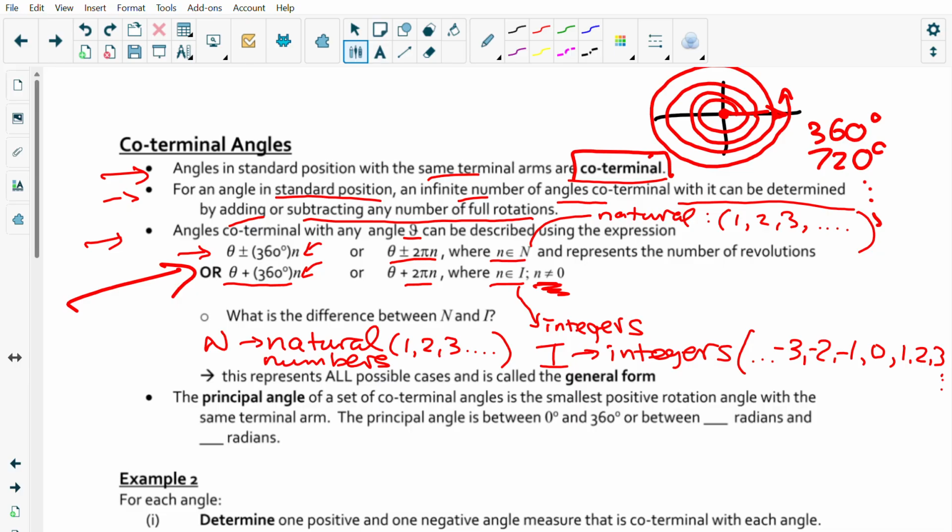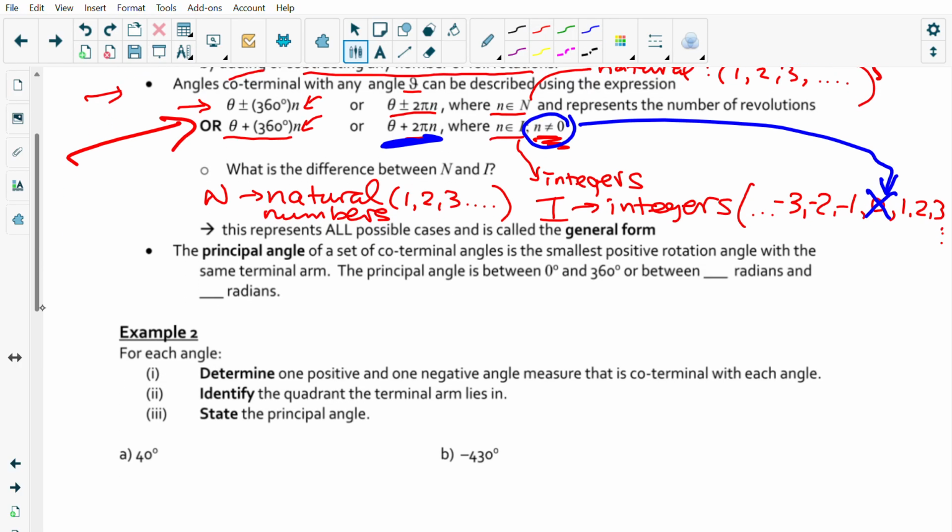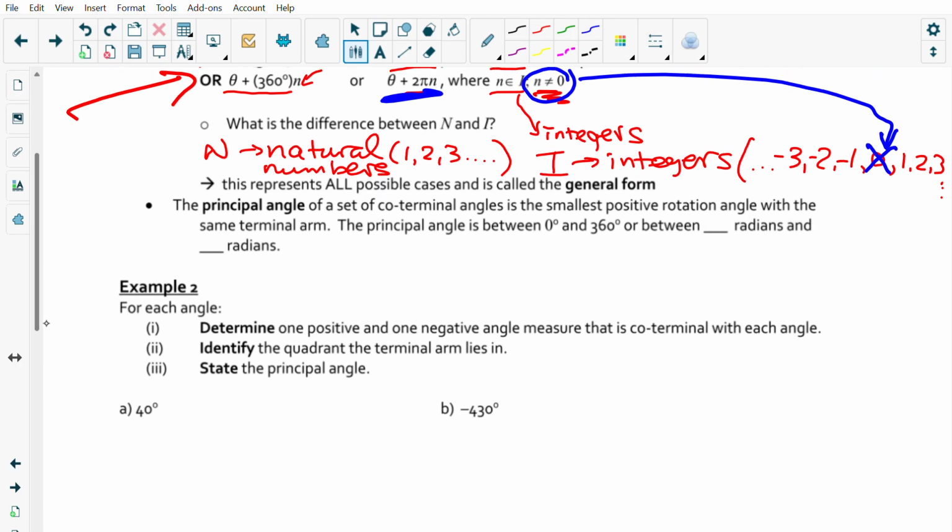But for the purposes of stating the general solution for what are all the coterminal angles, n does not equal 0. So in this case, we will not use 0 when we're stating general solutions to what the coterminal angles are for a particular problem. Okay? All right.